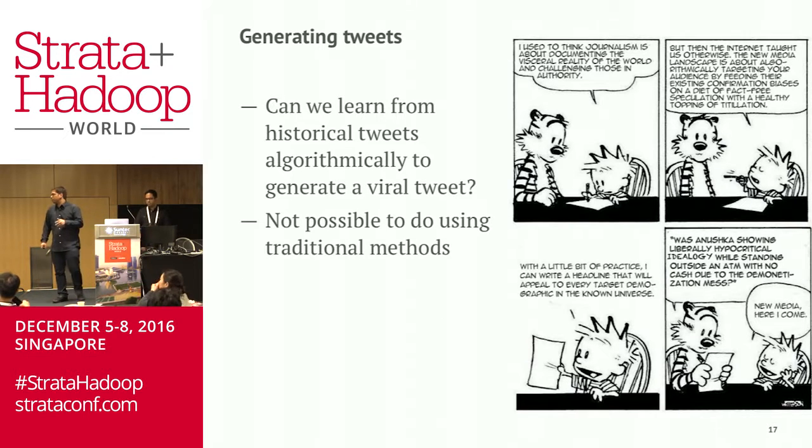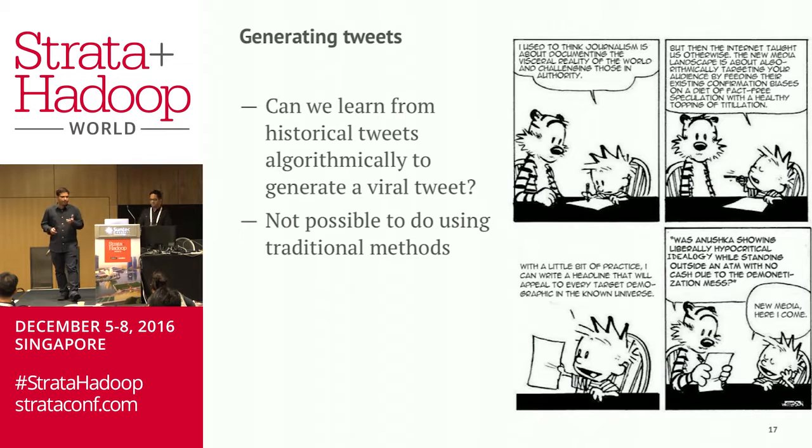But we want to be more ambitious. As Calvin here would be trying to create, let's say, the equivalent of a BuzzFeed, or an upgraded BuzzFeed type headline. We want to learn from the historical tweets and algorithmically generate a viral tweet. So we don't want to do the hard part of writing the tweet itself. And that's something that you cannot really think about doing in traditional statistical learning. It may be possible to do, but I think it's definitely much harder to do. So we need to frame it a little differently.